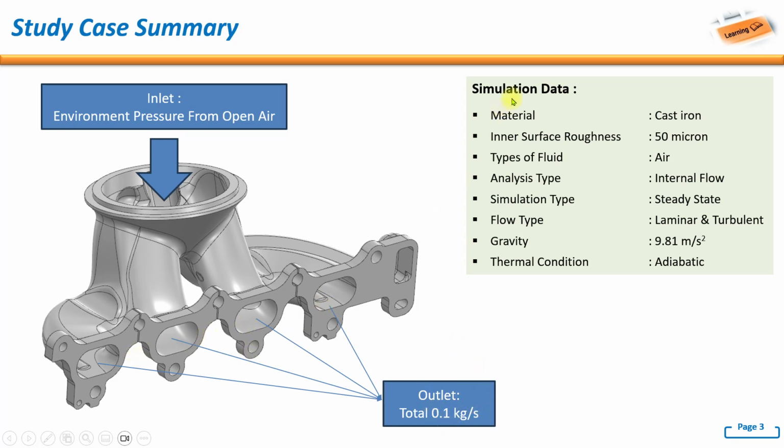Meanwhile, for the simulation data, the material is cast iron, the inner surface roughness inside here is 50 micron. Type of fluid is air. Analysis type, internal flow. The simulation type is steady state. Flow type, laminar and turbulent. Standard gravity, 9.81 meter per second squared. The thermal condition is adiabatic.